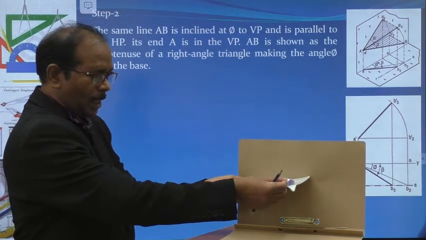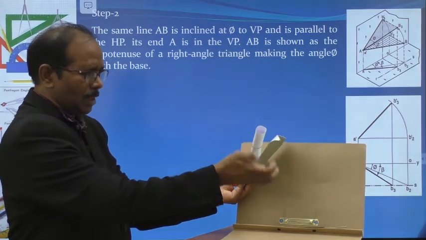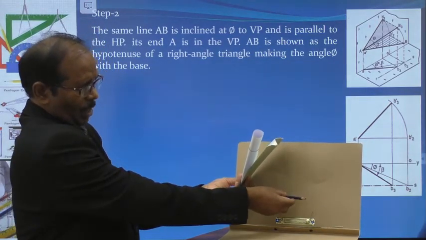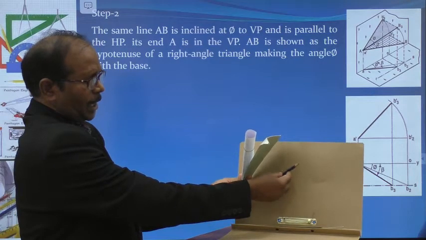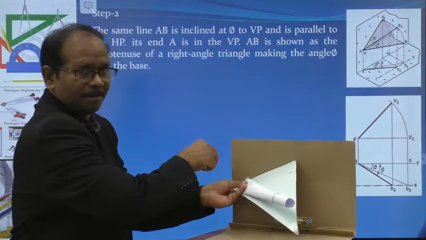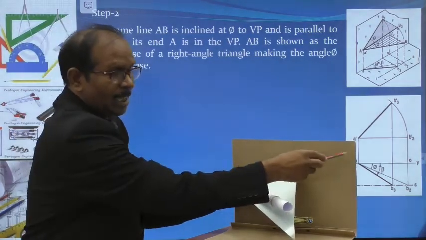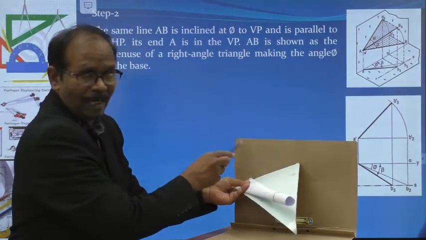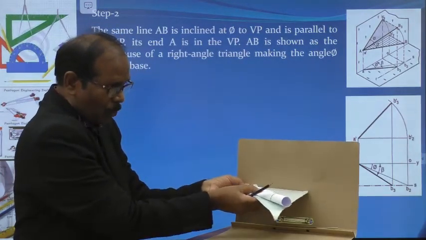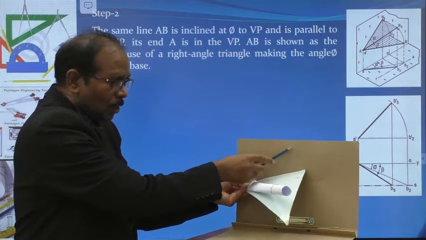Then rotate the line so it is inclined to both the planes. This is the previous front view. Now the previous front view is rotated to a new location. The boundary line was already there in the previous problem. In step 1 we got a boundary line, and in step 2 we got the front view. This front view is rotated to that locus line.